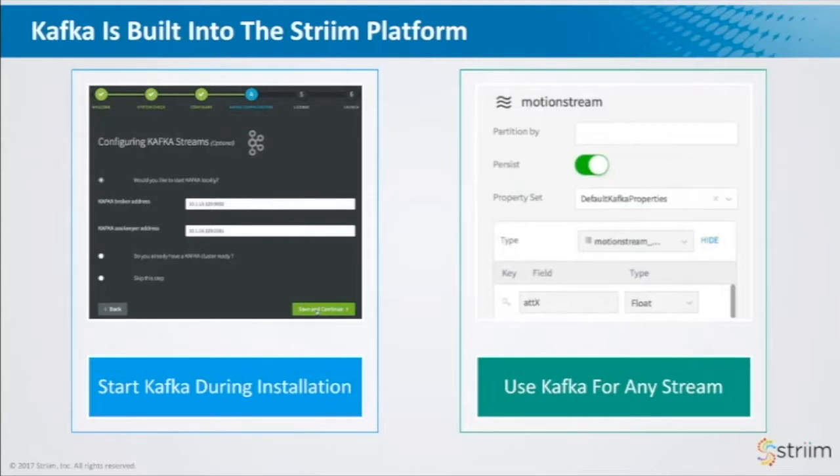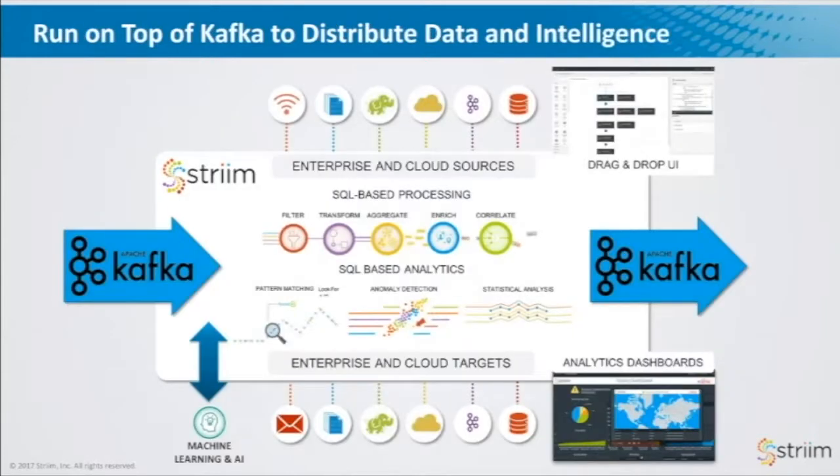Now, Kafka is built into the Stream platform. You can start a Kafka broker or set of brokers during the installation process, and then very easily you can switch any of our streams from being an in-memory only high-speed stream to being a Kafka stream just with a click of a switch in the UI or a keyword in the scripting language. So we run on top of Kafka. We allow you to take data from any source and put it into Kafka. Kafka is both a source and target within our platform and also built into our platform.